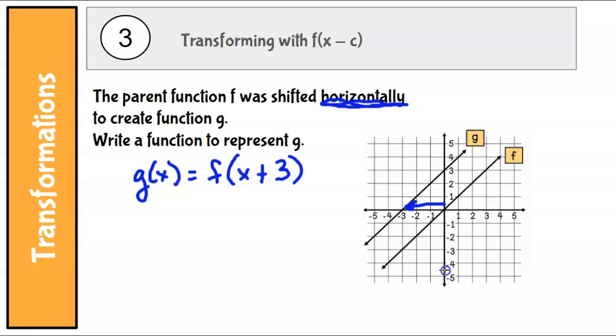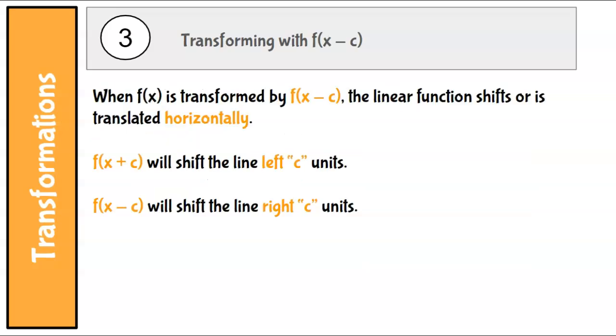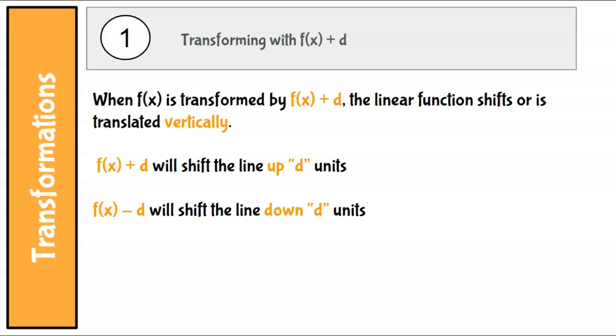Up and down, exactly what you think it should be. +3 is +3. Moving up 3 is +3. If you move it to the left 3, instead of it being -3, it's going to be +3. Hopefully now you have some idea about how to transform functions left and right, and also up and down.